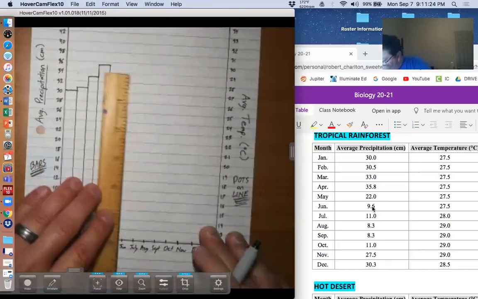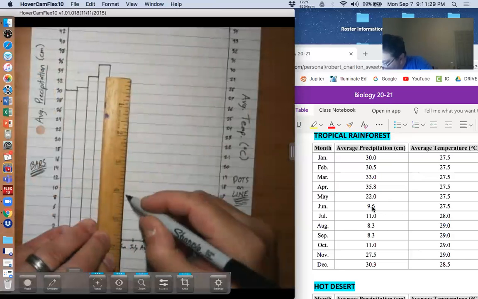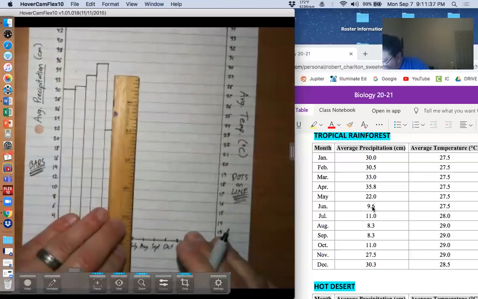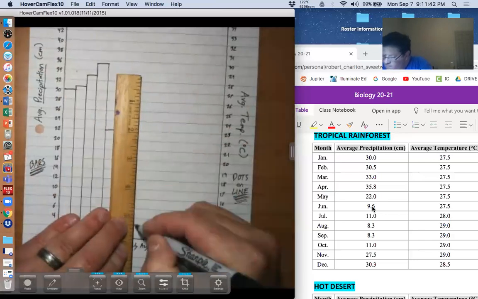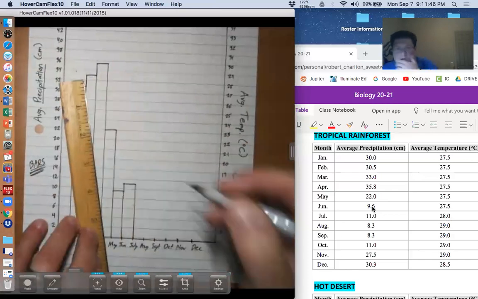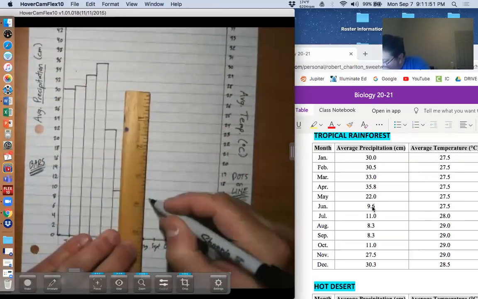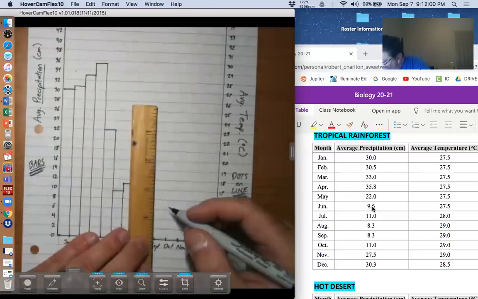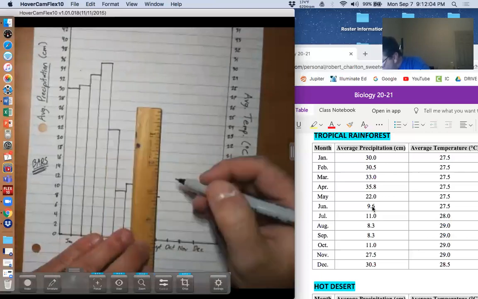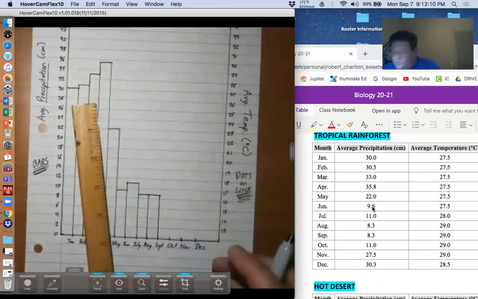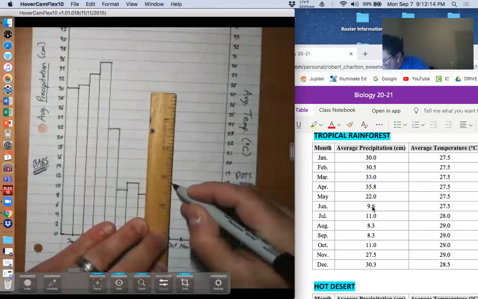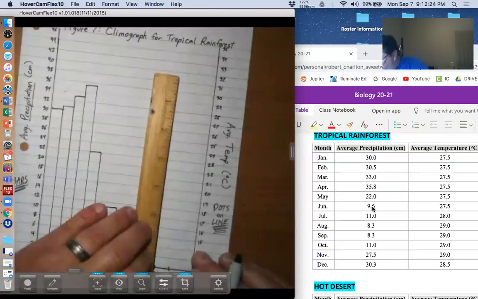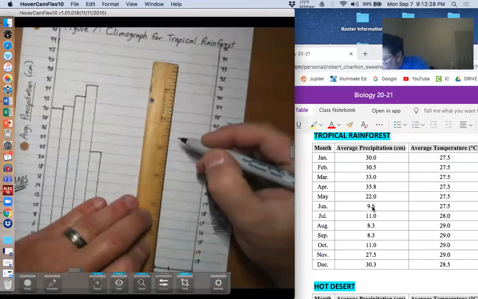June, 9.6. Okay, that's really low. So 9.6 is going to be almost 10. July, 11. Goes back up a little bit. August, 8.3. Okay, it's coming back down. September, 8.3 again. Well, that makes it even. It's just the same spot. October, 11. November is 27.5. Whoa, what a jump. Huge jump. 27.5 will be right about there.